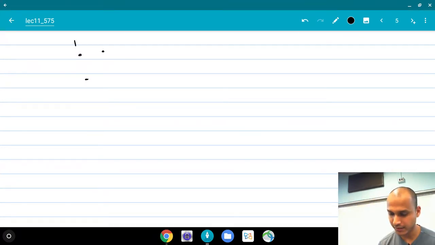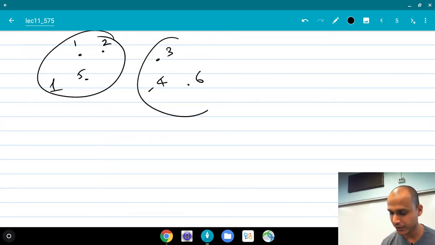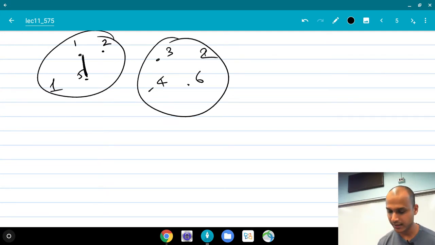So here's an example. Let's say 1, 2, and 5, and then the remaining are 3, 4, and 6. Here I'm saying that if the cluster assignment for this point is 1 and this one is 2, and this is a candidate assignment, then the quality of this cluster assignment is this distance plus this distance plus this distance. That's all.